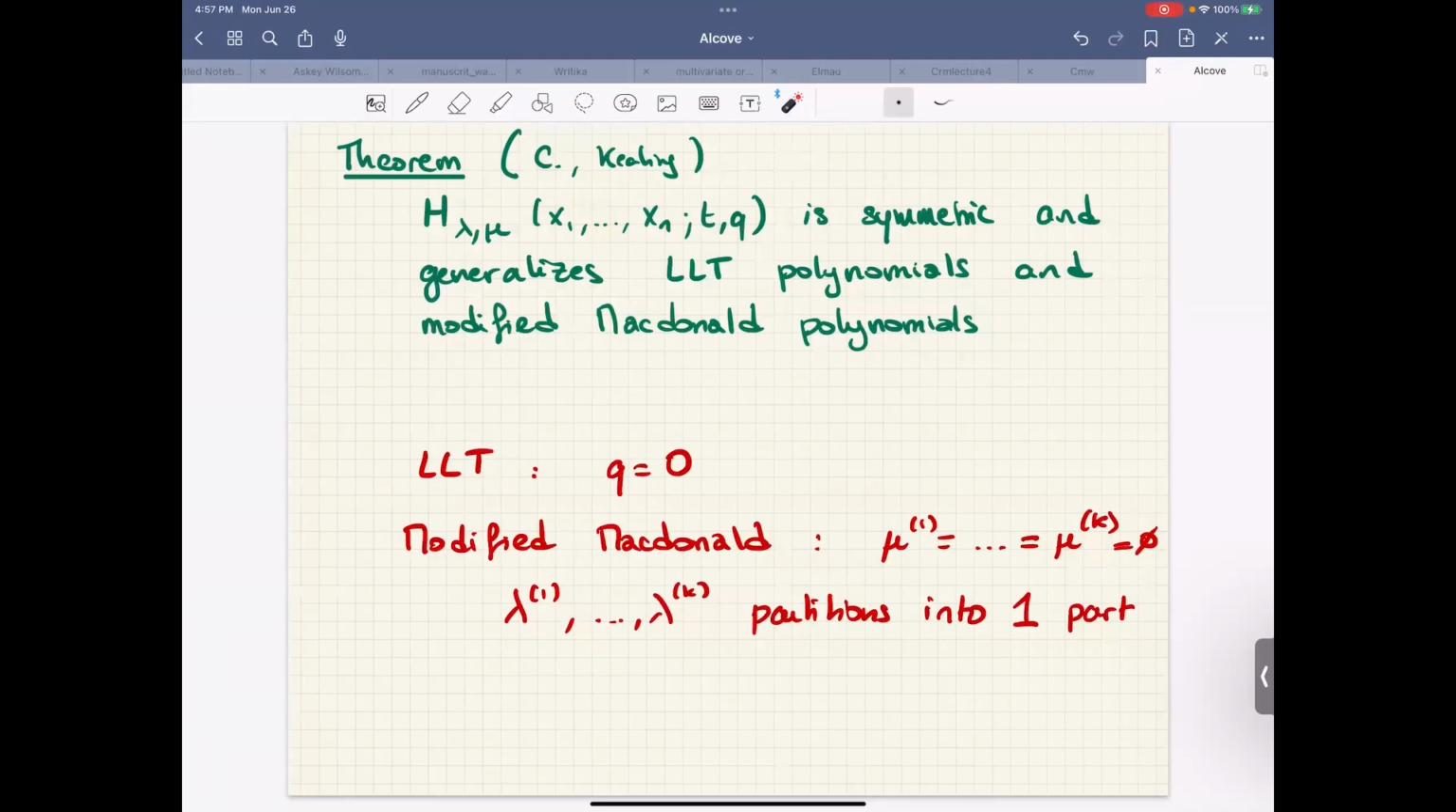For the LLT polynomials it's very easy with what I said before, because for the LLT polynomials we had no wrapping, so you just have to set q equal to 0. And to get the modified Macdonald polynomials and get back to the Haglund-Haiman-Loehr combinatorial model, you just have to set all the mu to be empty partitions, and all the lambdas to be just partitions into one part.